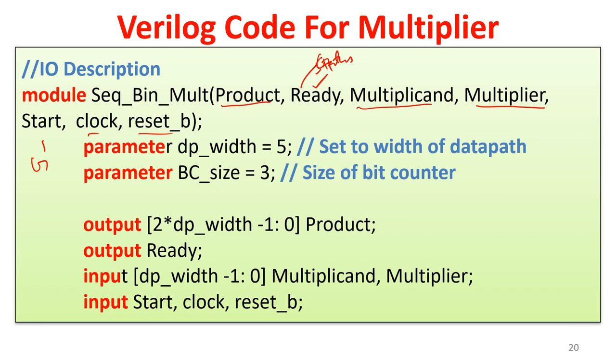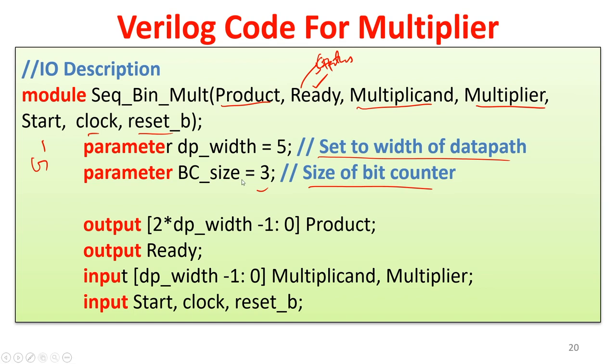So, here we are declaring. Set the data path width. Here the data path width is 5. How many bits of multiplier do we want to use? Suppose it is 8 bits or 5 bits. In this example, it is 5 bits. And what is the bit counter size? The bit counter size is 3.